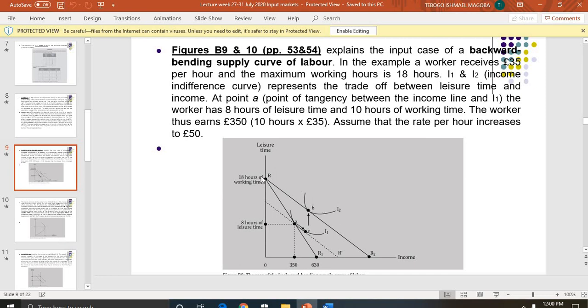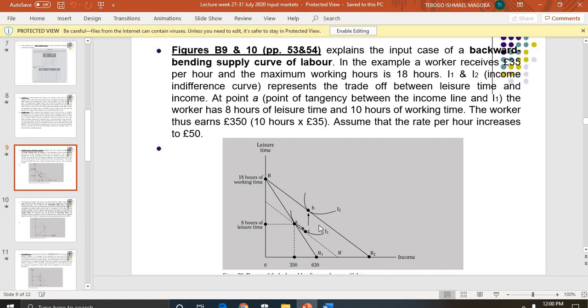Why? Because income has increased. 18 times 50 is definitely bigger than 18 times 35 pounds, which gave us 630. So at this point here, they should have written 900 just to make this more clear. I guess we chose these numbers so that it also will make sense.